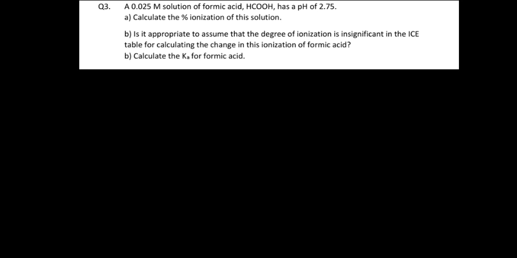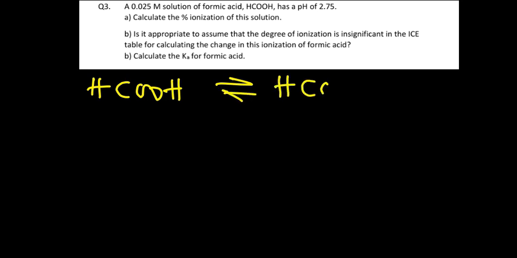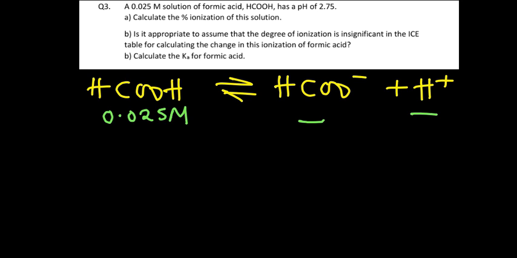We are given the initial concentration of formic acid, and then we are told it has a certain pH. Let me even write the equation for the sake of understanding. So we have formic acid, and when it's dissolved in water, it's going to lose a proton. So HCOOH becomes HCOO negative plus a proton. The initial concentration was 0.025, and we didn't have anything at the start of the products. The change, of course, is minus x, plus x, plus x.